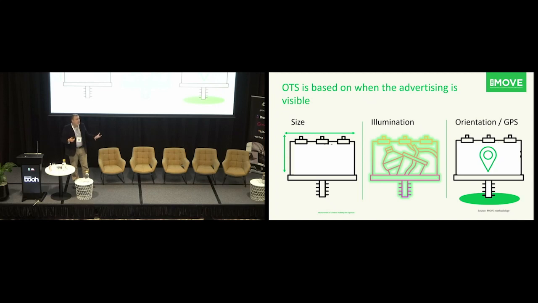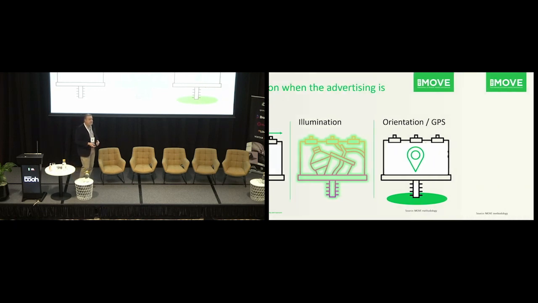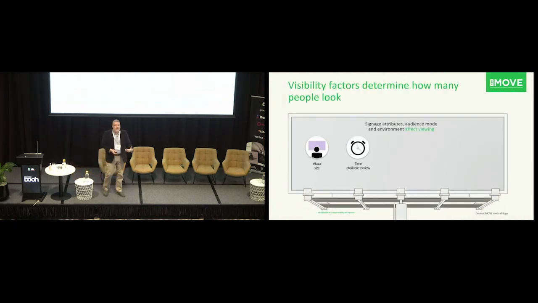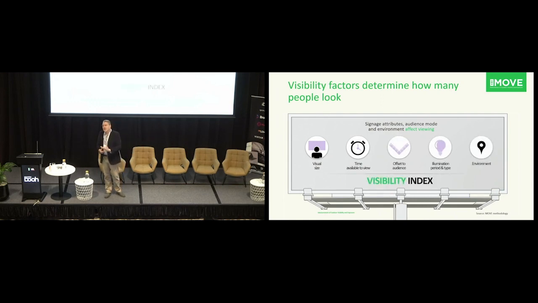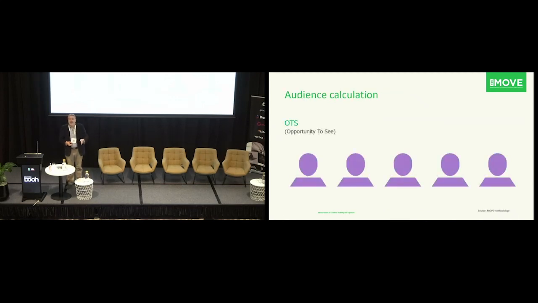Then we also take into account orientation and those factors to determine exactly where the audience is in relation to the sign. And then we go the step further and say, well, this is the potential audience, the realistic opportunity to see the sign, but how many of the people are actually looking at the screen? What is the attention they're paying? And this is where we bring in the eye tracking data based on the size of the sign, the environment, the audience mode, to say what percentage of the people who had the opportunity to see the sign are actually looking at the sign on average. And that's when we put those two together to make the LTS.